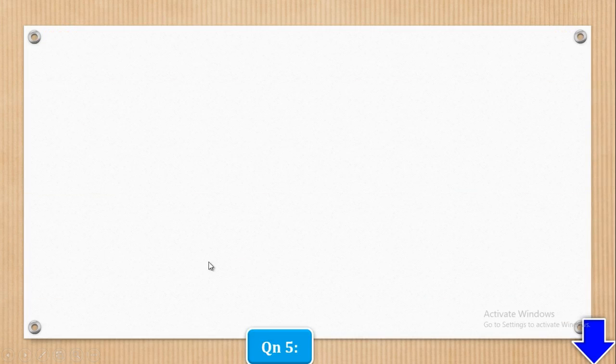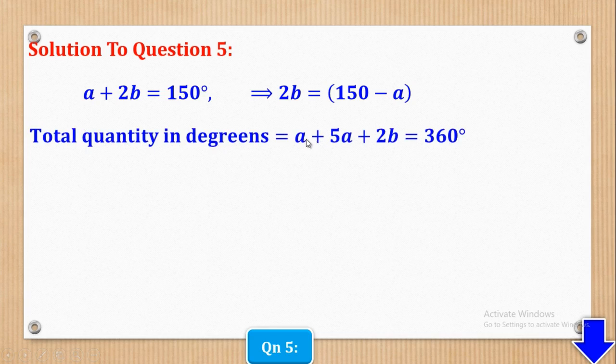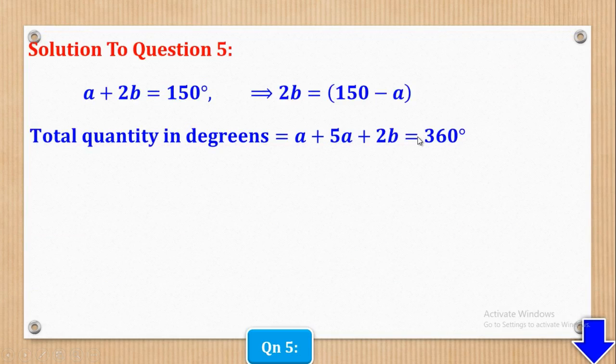So we shall come here and say that A plus 2B is equal to 150, meaning that 2B is equal to 150 minus A. Therefore, the total quantity in degrees will be A plus 5A plus 2B, which will be equal to 360. When I substitute for 2B, I come up with A plus 5A plus 150 minus A to give me 360. We just see that now I have only one unknown, which is A.